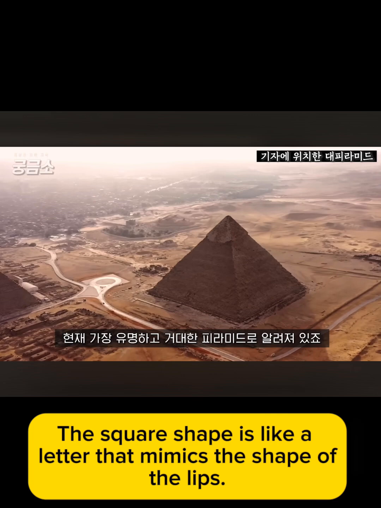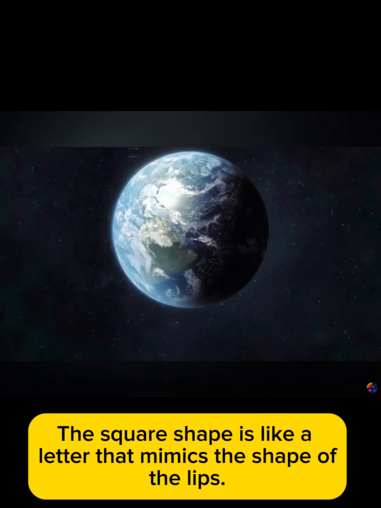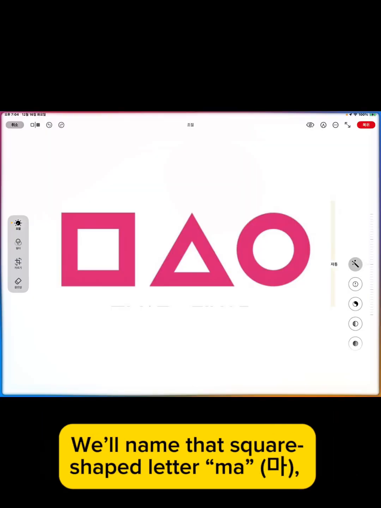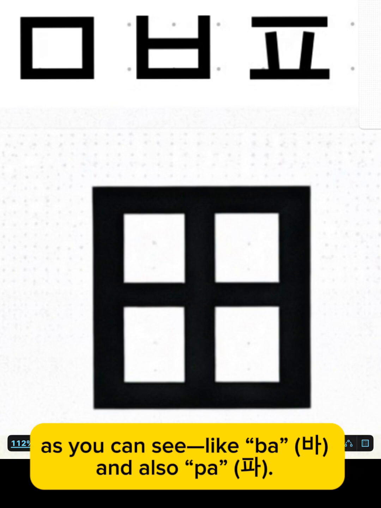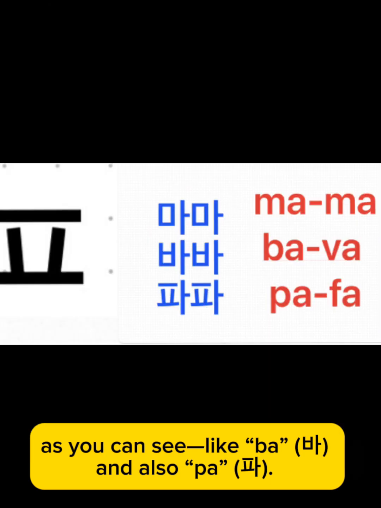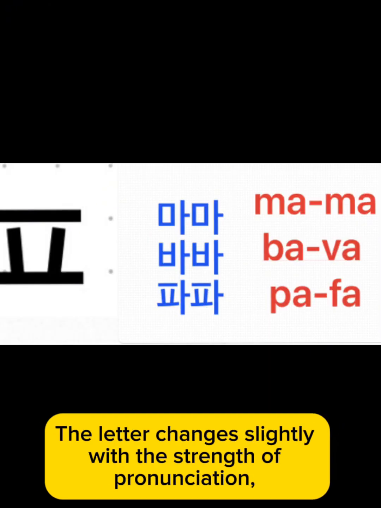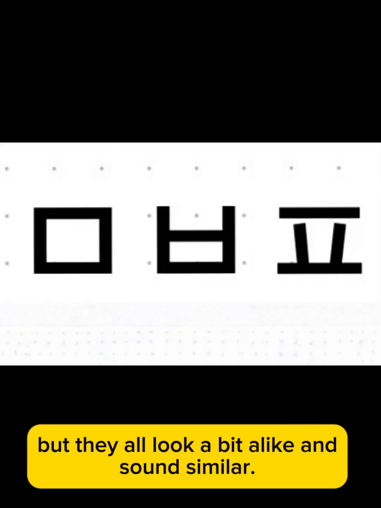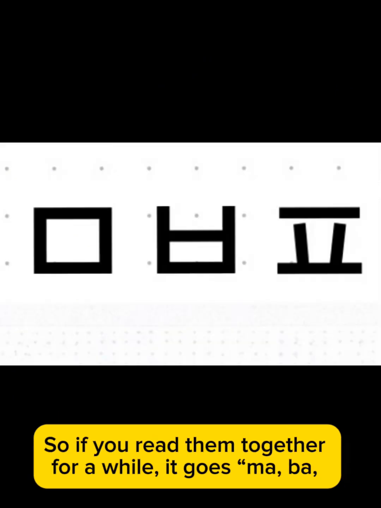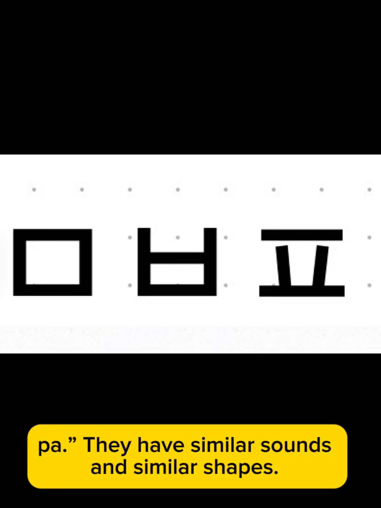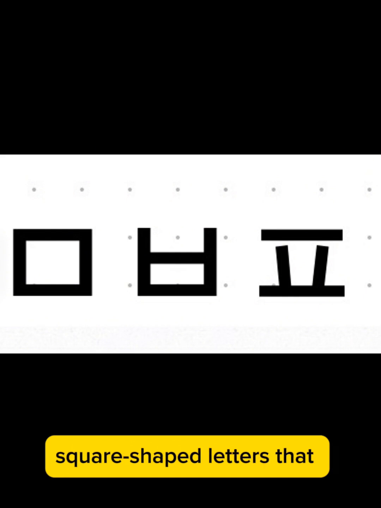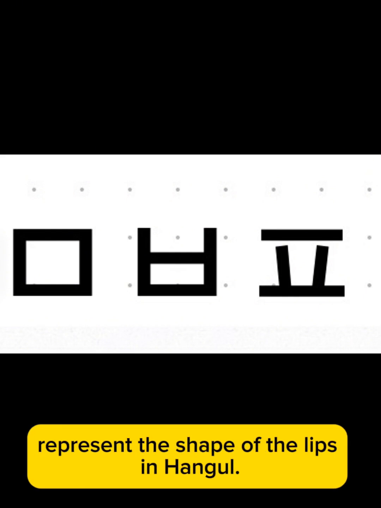The square shape is like a letter that mimics the shape of the lips. We'll name that square-shaped letter Ma, Emma, like mama. And there are other letters that look a bit similar to it, as you can see, like Ba, Bia, and also Pa, Pia. The letter changes slightly with the strength of pronunciation, but they all look a bit alike and sound similar. So if you read them together for a while, it goes Ma, Ba, Pa. They have similar sounds and similar shapes. That's the explanation of the square-shaped letters that represent the shape of the lips in Hangul.